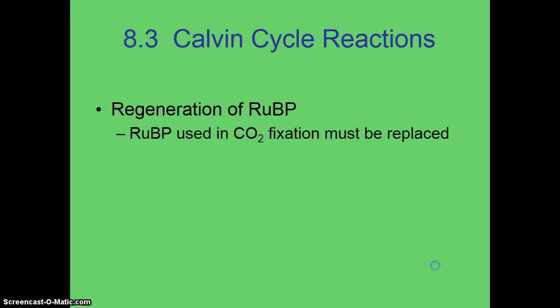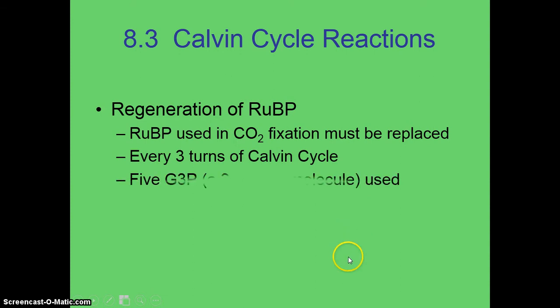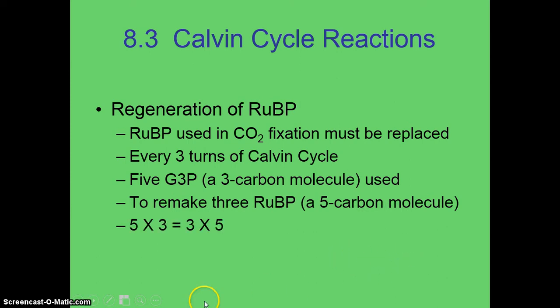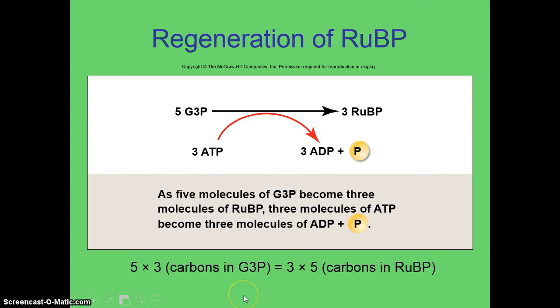This is how we regenerate RuBP. It's going to be used in carbon dioxide fixation, so it has to be replaced. Every 3 turns of the Calvin cycle, this regeneration occurs. 5 G3P, or 3-carbon molecules, are used to remake the RuBP, which is the 5-carbon molecule that we've been talking about. And here we see regeneration of RuBP.